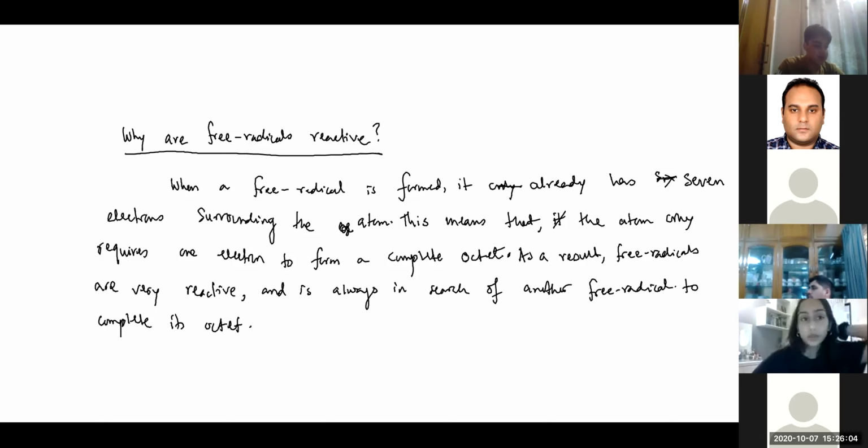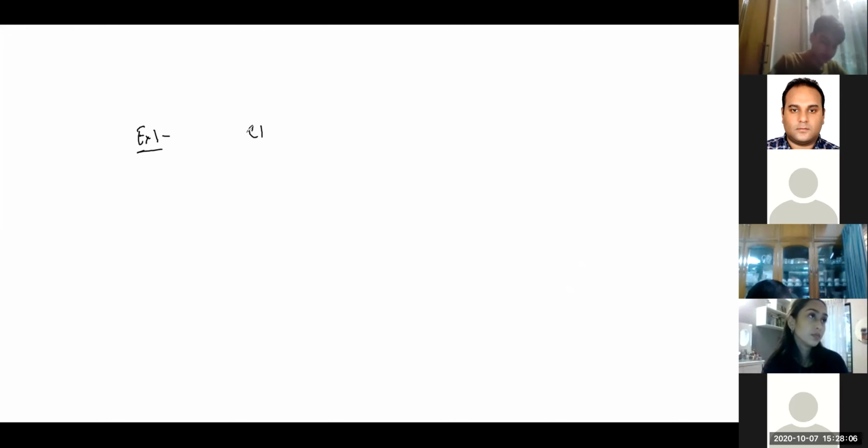Sir, when you say they're always in search of another free radical, does that mean another atom of the same electronegativity, or can it be different? It may be different. In O levels, you studied that alkanes react with chlorine to give you a halogenoalkane, right? Do you remember? That is a free radical substitution. An example is the CH3 free radical.